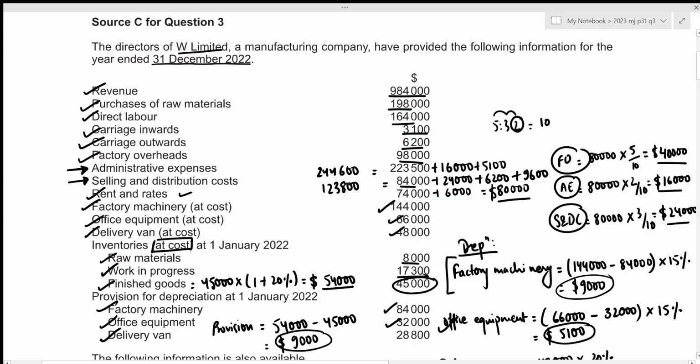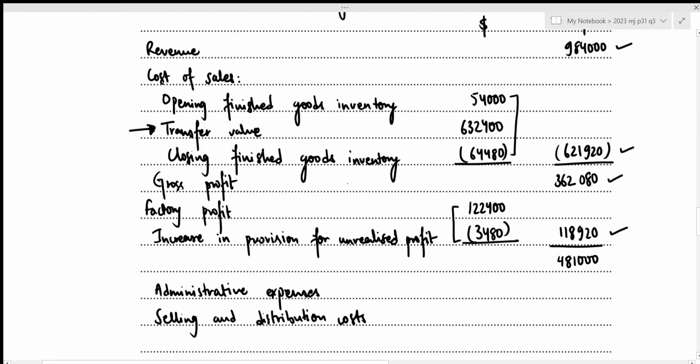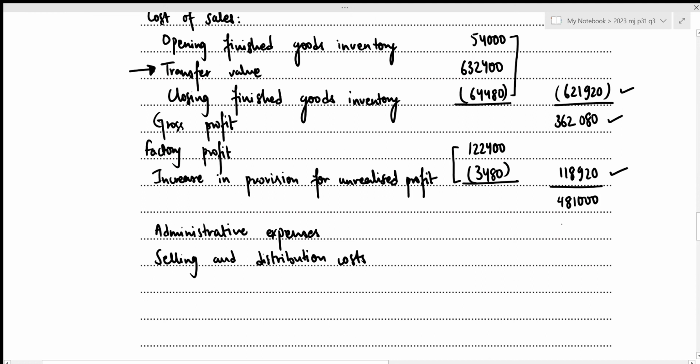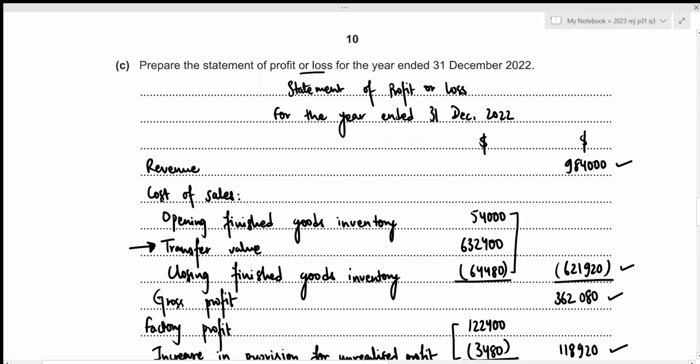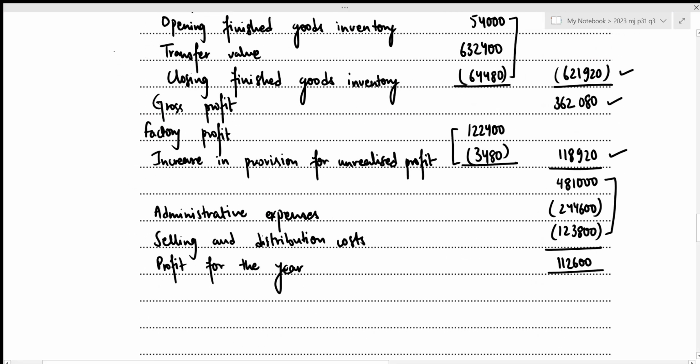So let's include these two amounts in our statement of profit or loss. For administrative expenses, that was 244,600. We need to subtract it. And for selling and distribution costs, it was 123,800. Again, we need to subtract it. Now we can get our profit for the year by adding these three amounts. So that's 481,000 minus 244,600 minus 123,800, which results in 112,600. This is our profit for the year. This completes our statement of profit or loss as well as the third part of this question. So let's move towards the fourth one.